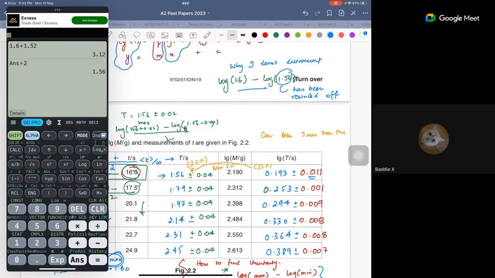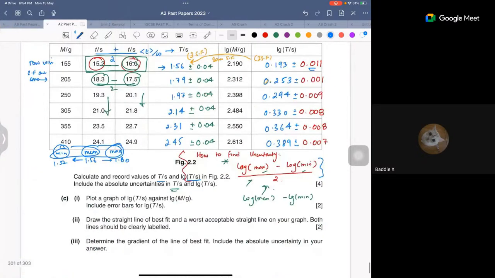Okay, so you guys need to remember this. Always use this. This is a better method in my opinion. Anyway, now that you have this, it says plot a graph between this and this. This is another important point.